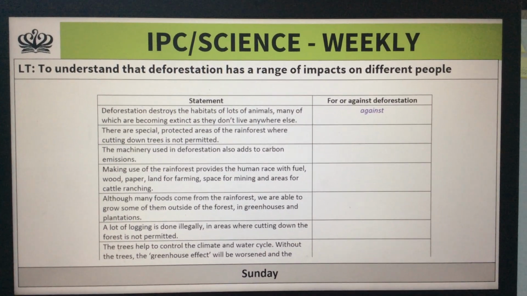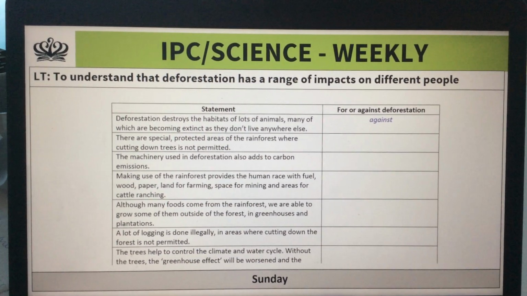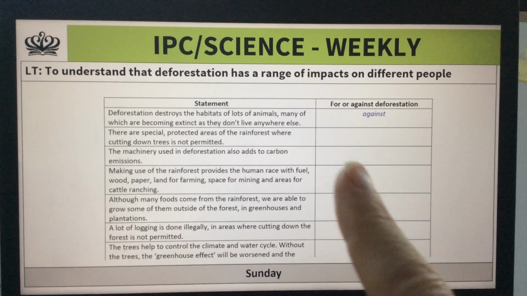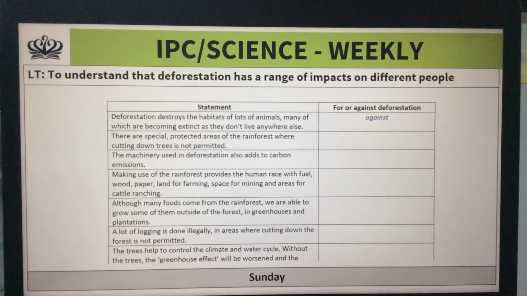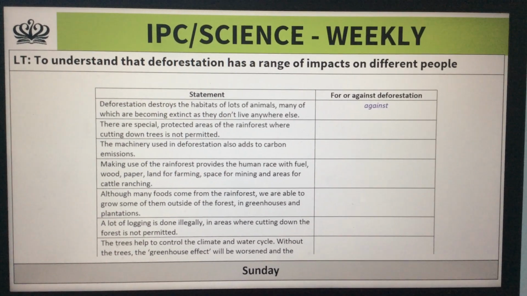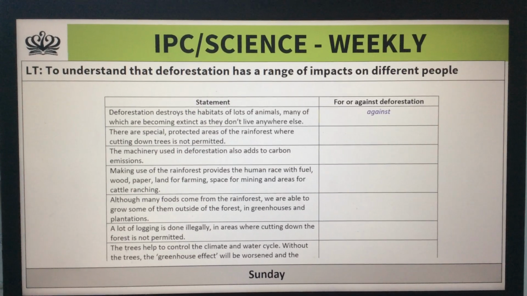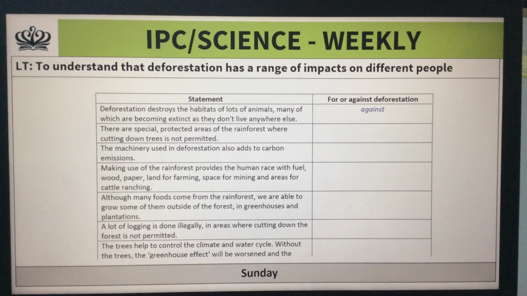So in your answer booklet, you will have this table, and all you need to do is go through each one and type in this column whether you think each point is for deforestation or against deforestation. That shouldn't take you too long, and it should give you at the end of this lesson an idea of how complicated deforestation is and how many different opinions there are about it.